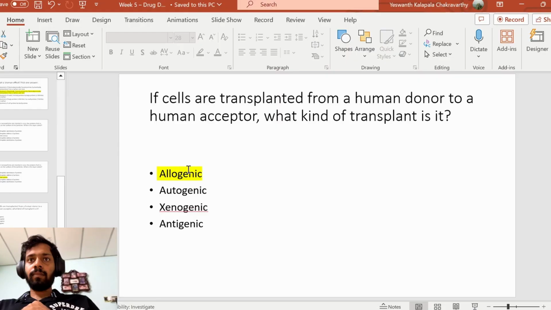And the next question reads, if cells are transplanted from a human donor to a human acceptor, what kind of transplant is it? Yeah, so it's an allogenic transplant because it's within the same species from one individual to the next. If it's within the same species from the same individual, that will be autogenic. If it's between different species, that will be xenogenic.